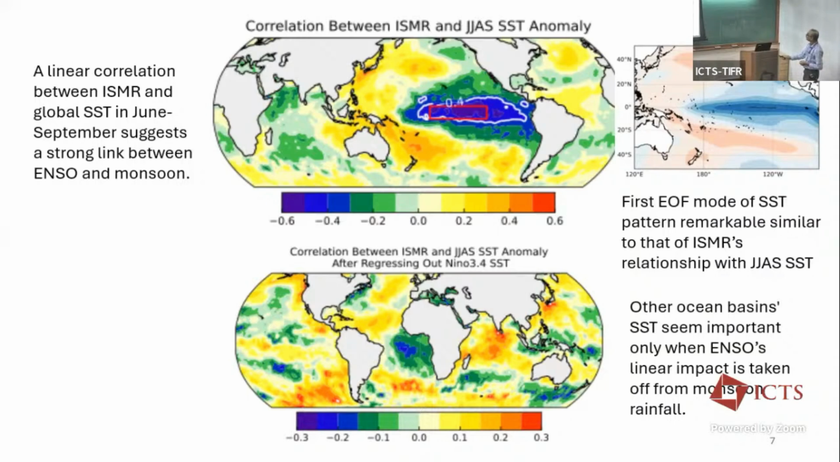So if one regresses out the SST from the rainfall, the internal variations of rainfall, and then further regresses out the Nino 3.4 SST from these SST variations everywhere, and then correlates again with the Indian summer monsoon rainfall, then you find this. In other words, if you remove the ENSO impact, the Atlantic pops up. This is the Atlantic Nino region, and a negative anomaly impacts the rainfall in a positive way.